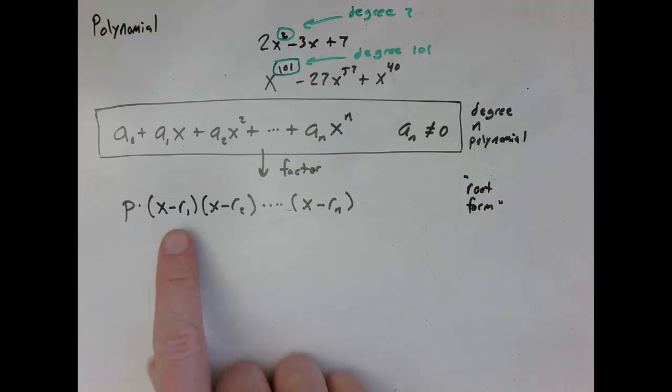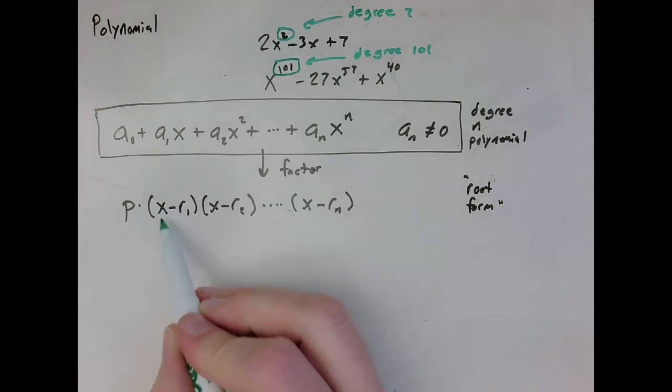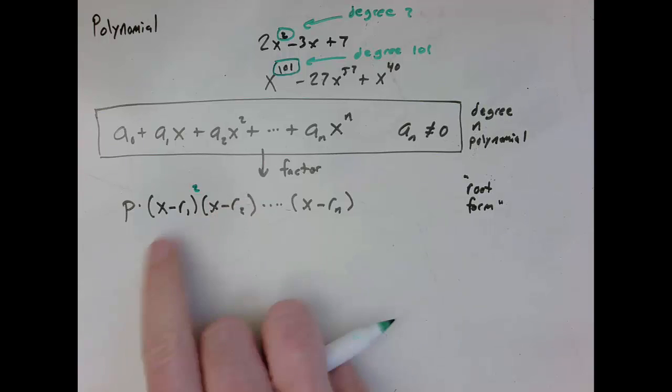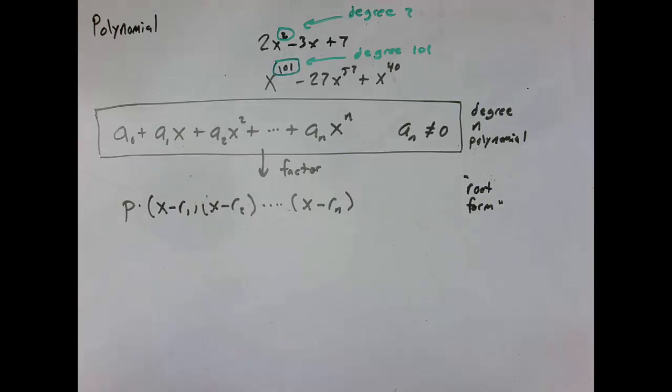Something you should note is if R1 and R2 are actually the same root, you could simplify this by just having x minus r1 to the 2nd power and leaving this one off. So you can have roots that are raised to larger powers if they're repeated. The second thing I wanted to say is more important, though. It is not guaranteed that all of these roots are real numbers.